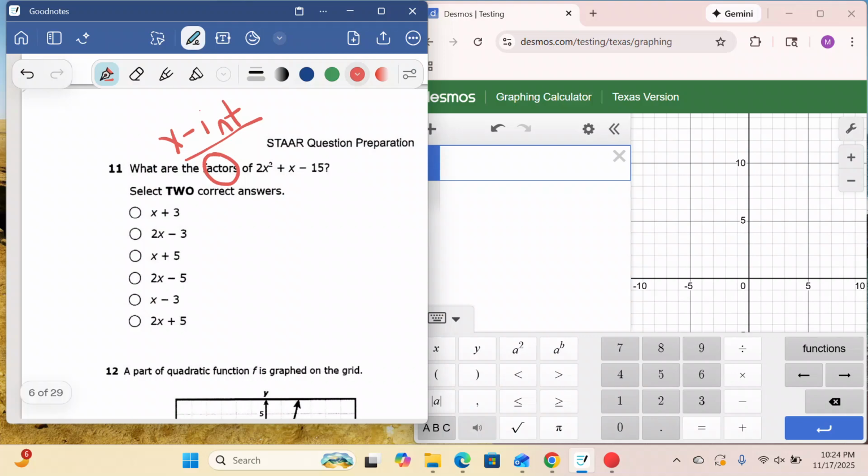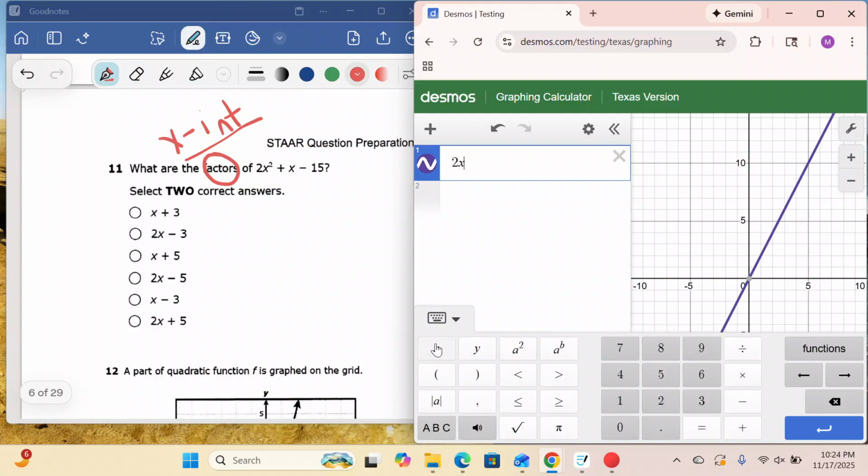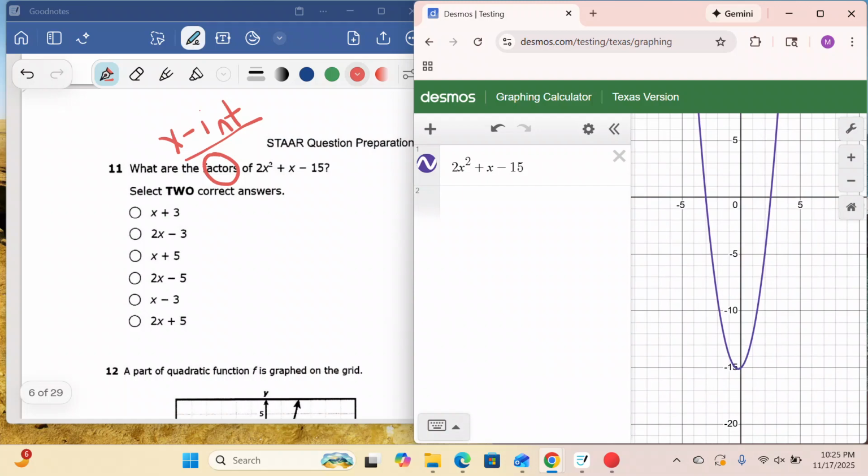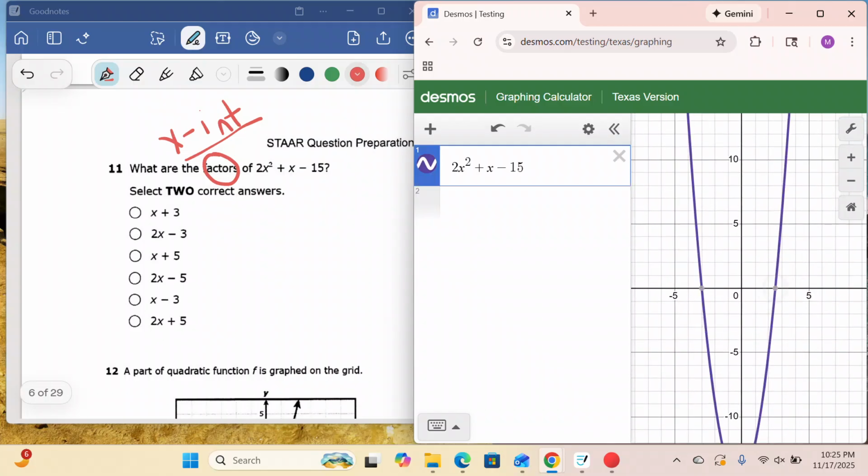So what am I going to do here? All I'm going to do is input this into Desmos, 2x squared plus x minus 15. Do I have to put a y? Do I have to put 0? No. All I have to do is put this quadratic into the equation, and that will give me my answer. Okay, there it is. It's a U shape. It's a minimum because the vertex is at the bottom. But we're not interested in any vertexes. We're not interested in any y-intercepts. What we're interested in are these two x-intercepts.